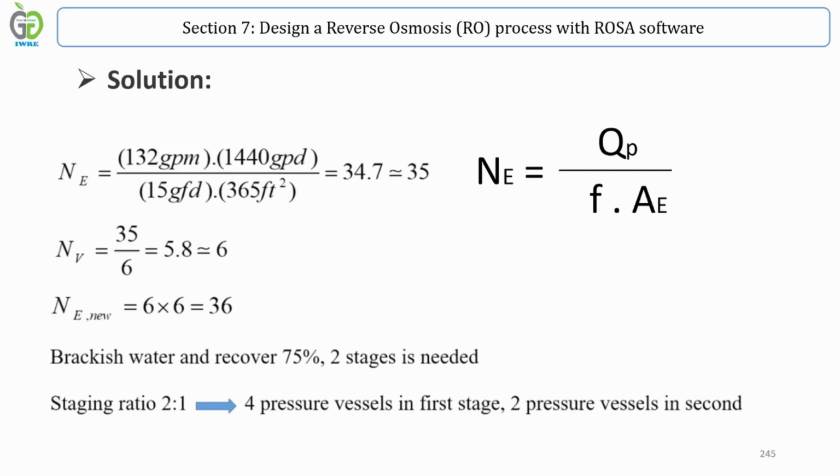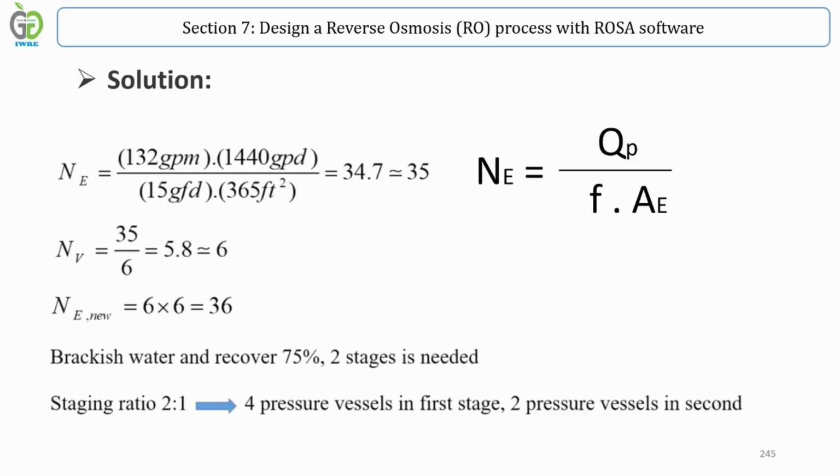To calculate the number of pressure vessels, I consider a pressure vessel with 6 elements, and that's why 6 pressure vessels have been calculated in this case. Now we have to correct the calculation of the number of elements according to the number of pressure vessels again. And as you can see, 36 elements are considered for this case.